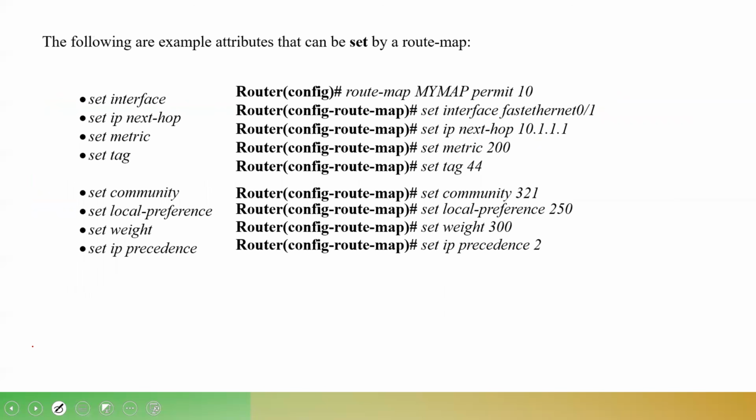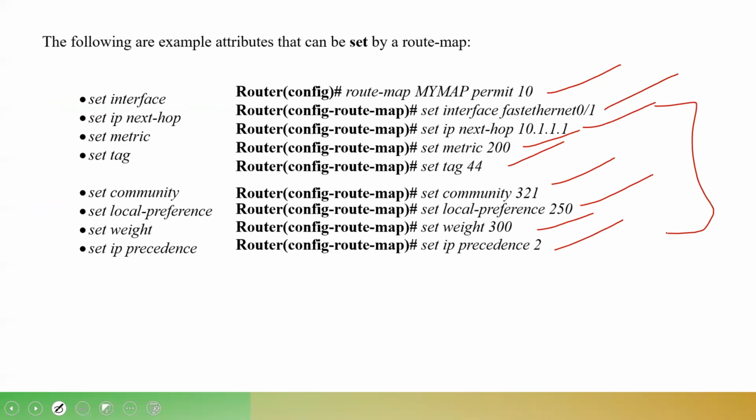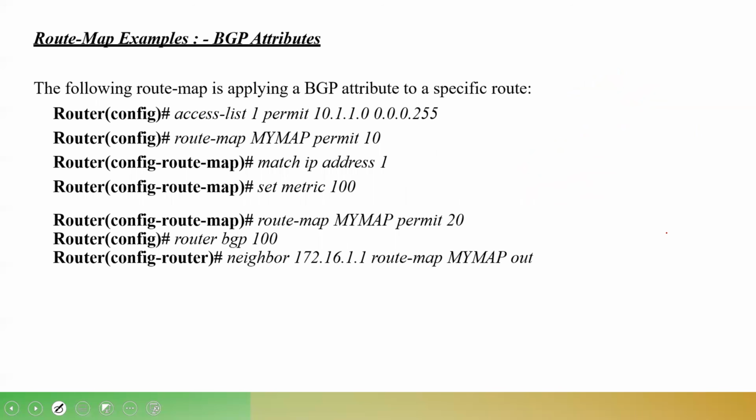So here you can see the BGP related policy, create the route map. If you have any interface, set it, then go and match the metric, tag, community, local preference, weight, IP preference. Each and everything inside the BGP attributes, the route maps are supporting.